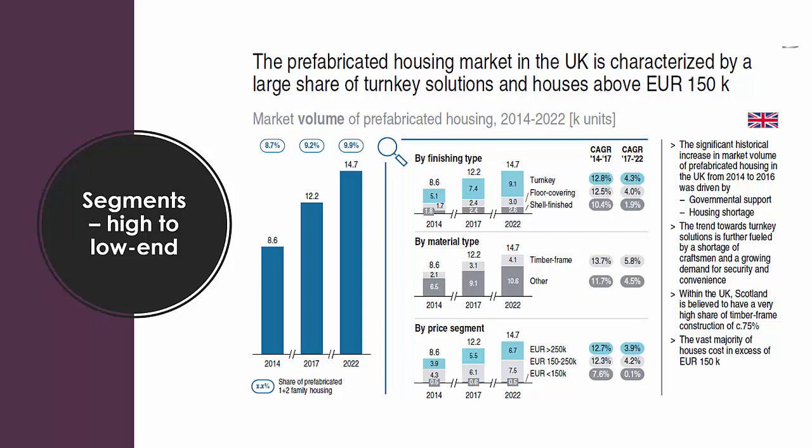We're looking here at the prevalence of high-end versus low-end houses within the prefabricated housing market in general, and we're looking at some particular nations within the European context, some of the most important markets for prefabricated housing in the European context, and looking at the breakdown. You can see here at the bottom we've got price segments broken down as 250,000 plus euros for a home, between 150 and 250,000 euros, and then under 150,000 euros as well for a prefabricated house.